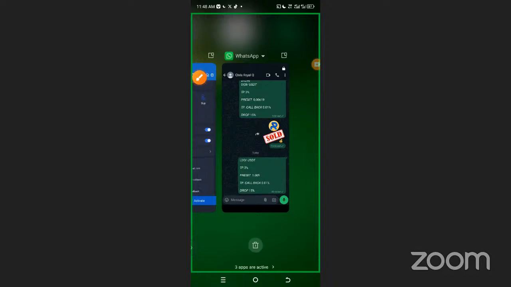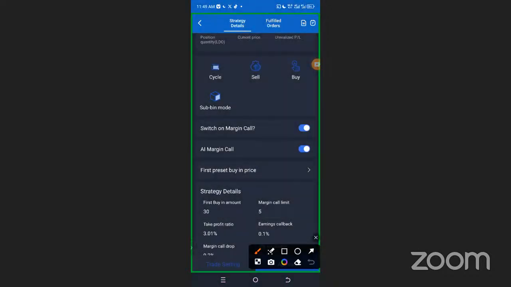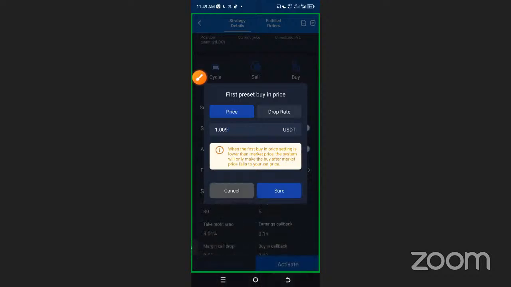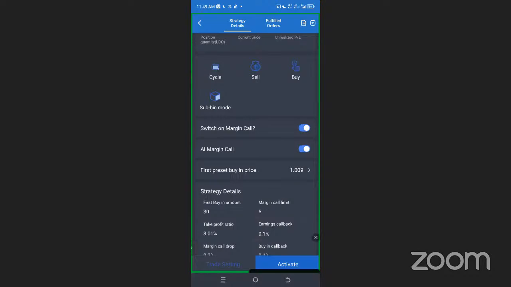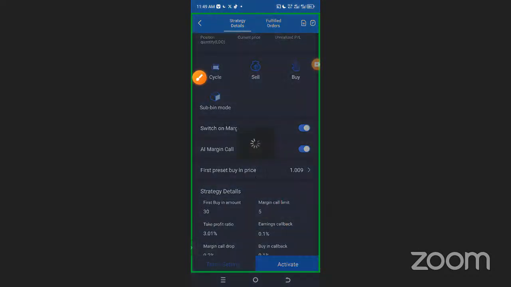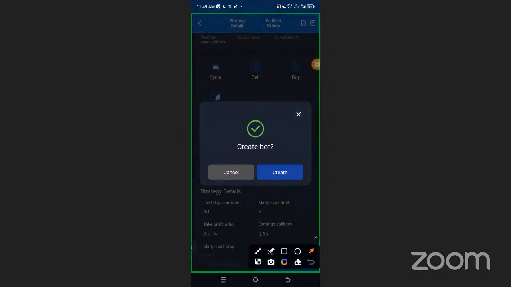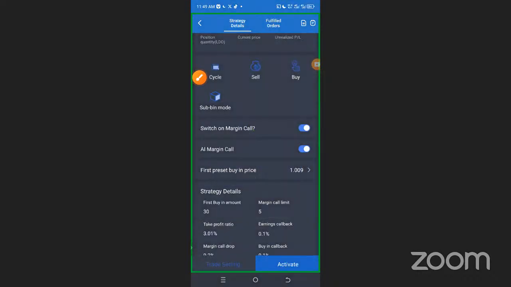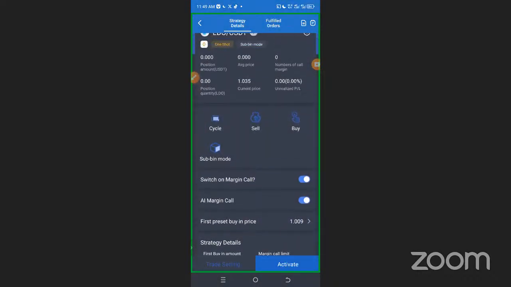Preset is a trigger price. It is the price at which you want your robot to start buying this coin. You click there, then you enter the price. It is 1.009. Come and click down here on sure. After clicking on sure, click on activate. Then you click on create. Wait for the robot to buy the coin.